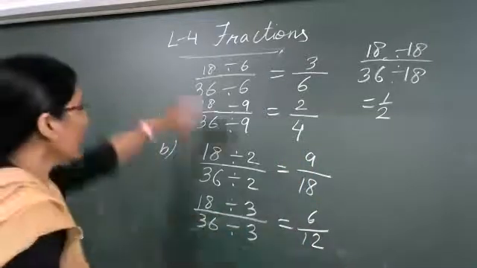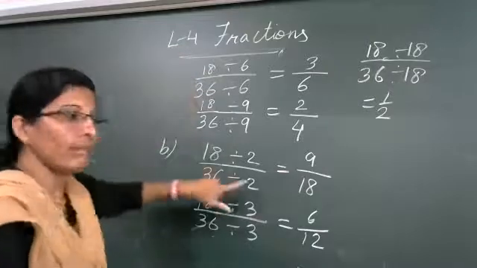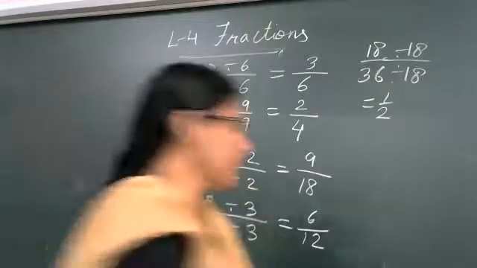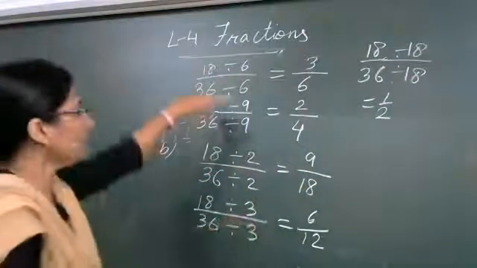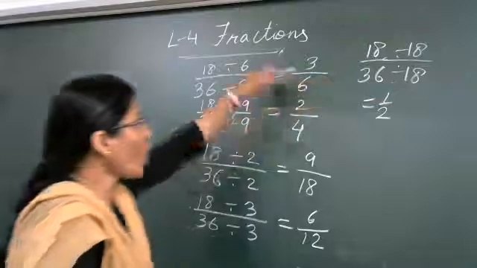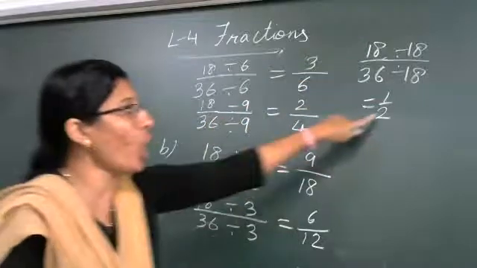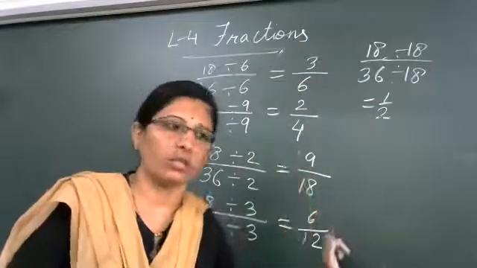So here you can see 18 by 36. You can divide with 2 also. You can divide with 3 also. You can divide with 6, 9 and 18. So all these numbers what we have got, all these are the equivalent fractions.